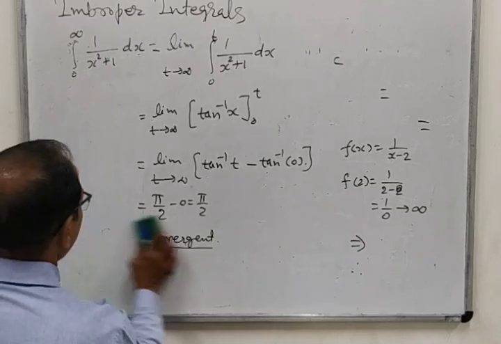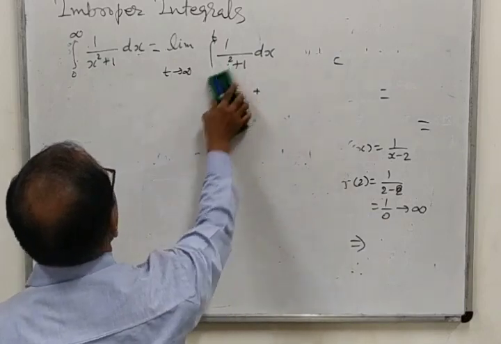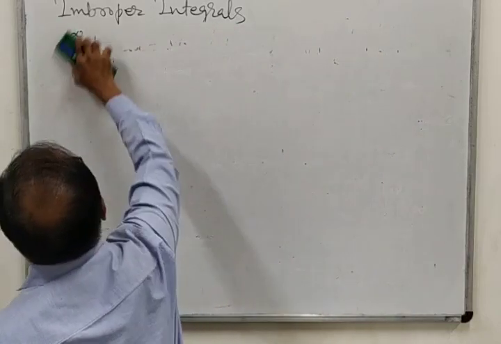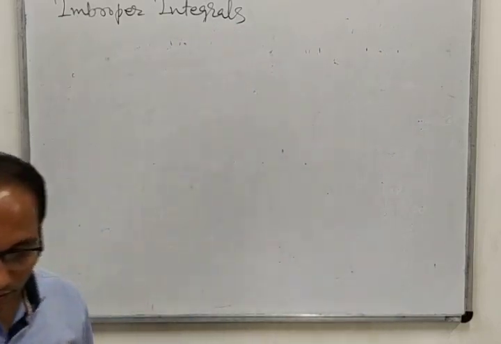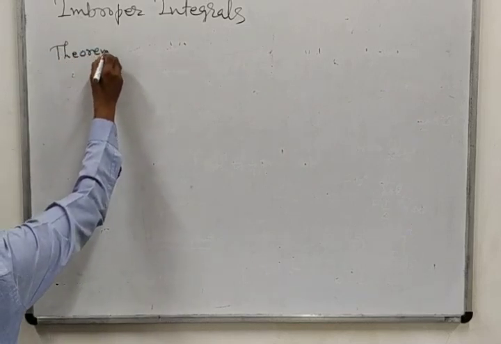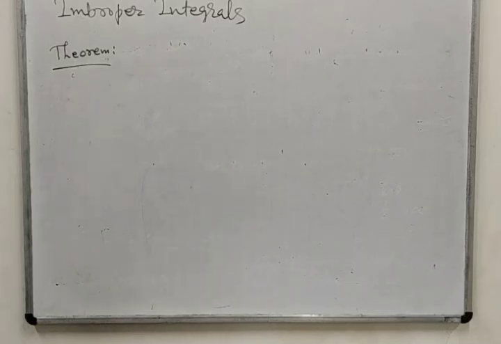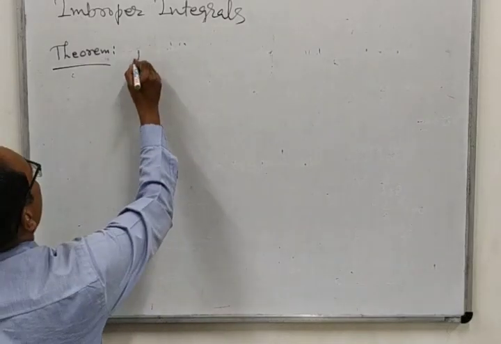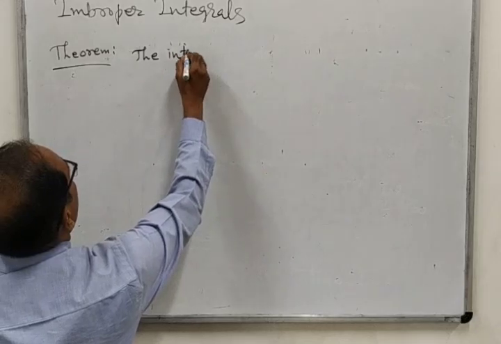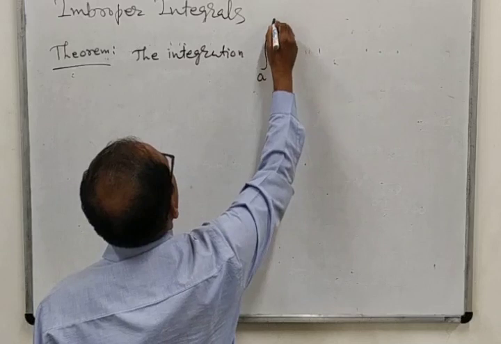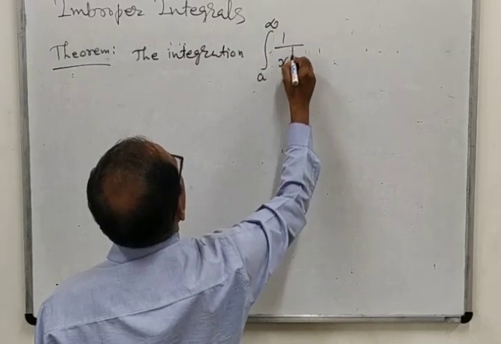Now let us see one theorem, whose proof we will not see, because proof is not asked in the examination. That means the integration from a to infinity of 1 upon x raised to p dx.